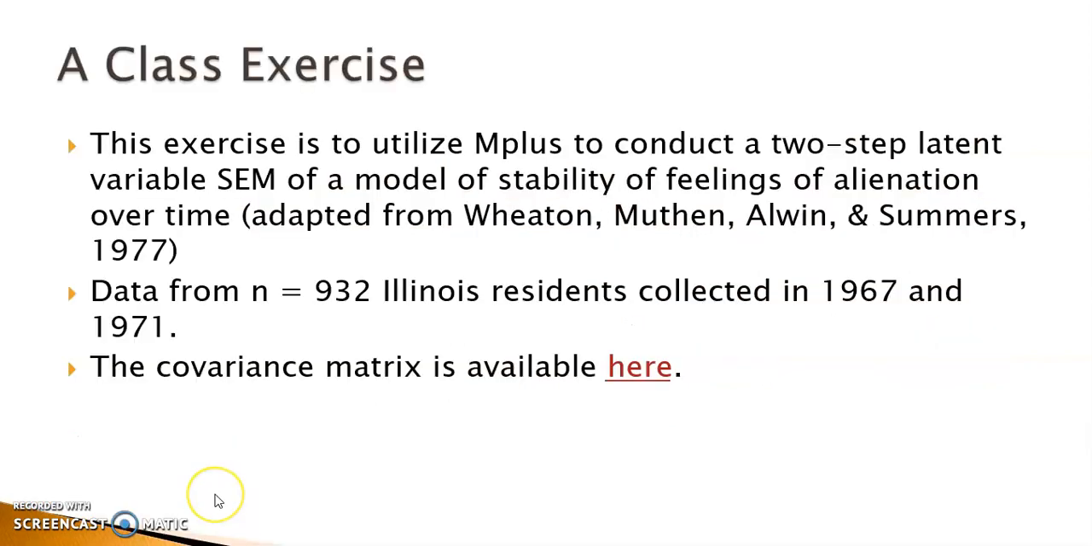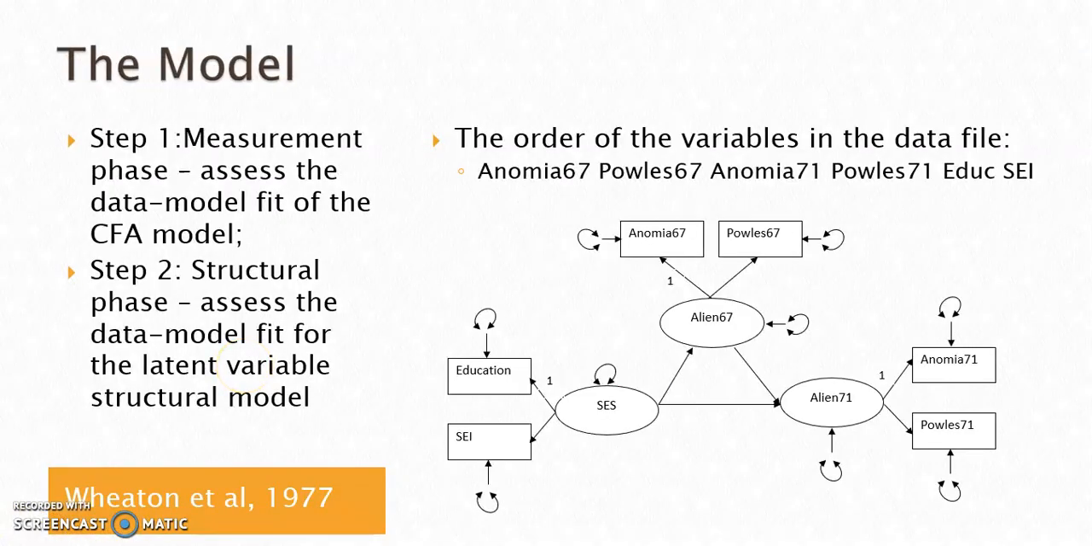Hi class, let's start this section with a Mplus exercise. This was a study about stability of feelings of alienation over time by Winton and colleagues. Data were collected on feelings about anomia and powerlessness in 1967 and 1971 from a sample of 932 participants. I provided the covariance matrix for you to conduct a two-step latent factor SEM analysis.